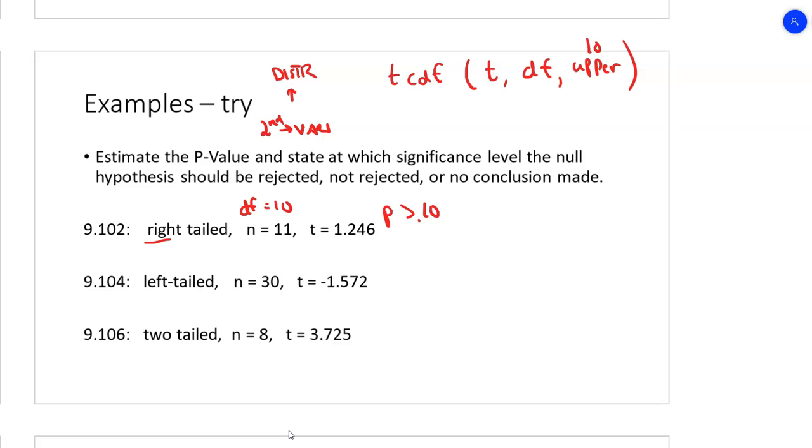If you are doing a right-tailed test, then the syntax is t-score, degrees of freedom, and an upper limit. Usually for the upper limit, I just use 10, because 10 standard deviations above the mean would be an enormous number. So for a right-tailed test, you would do a tcdf of 1.246 with 10 degrees of freedom and an upper limit of 10. So let's try it. I hit that comma that's under the sign key. 1.246, comma 10, comma 10.